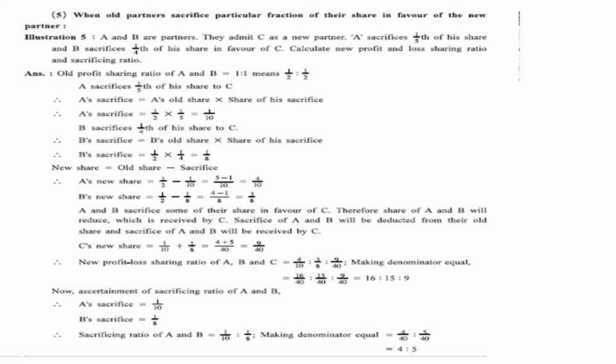So here A and B sacrifice some of their share in favor of C. Therefore, share of A and B will be reduced, which is received by C, because A and B sacrifice and C receives this portion of the sacrifice. Sacrifice of A and B will be deducted from their old share and sacrifice of A and B will be received by C. Naturally, when A and B sacrifice, then C receives this portion. So now C's new share is equal to 1/10 plus 1/8.